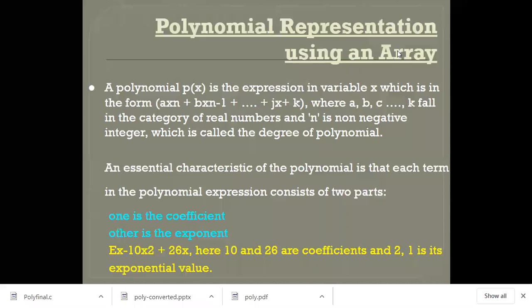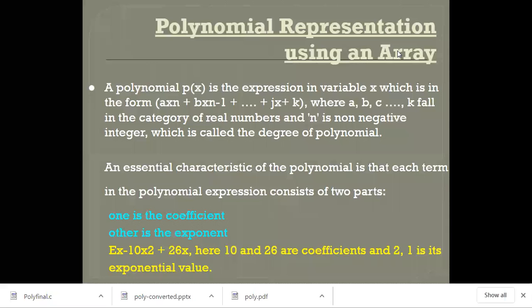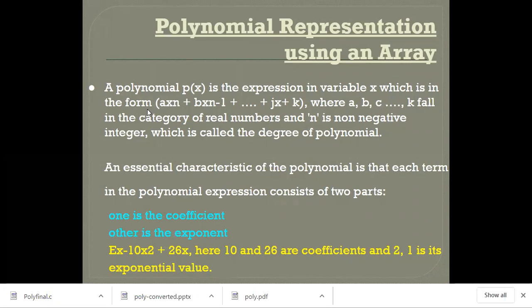Our major concept for today's agenda is that we have to represent polynomials using an array. So what exactly is a polynomial? How are we going to represent it using an array? A polynomial is one type of expression. There is one variable given, that is x, in terms of x: a_n x raised to n plus a_(n-1) x raised to n minus 1, up to the x. Likewise, we are representing the arrays.